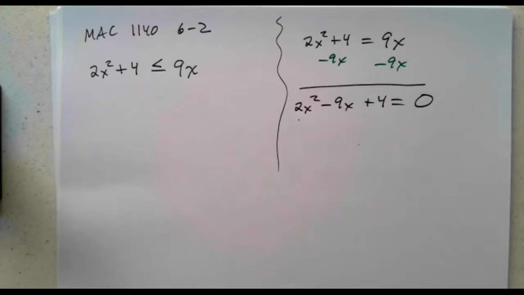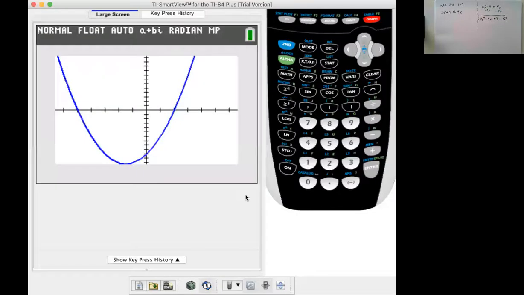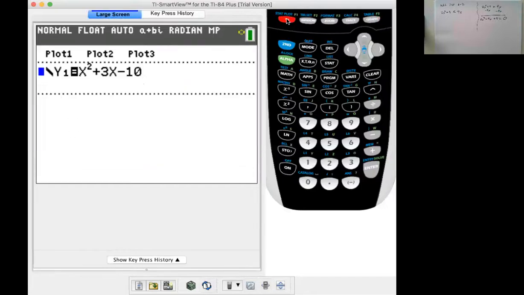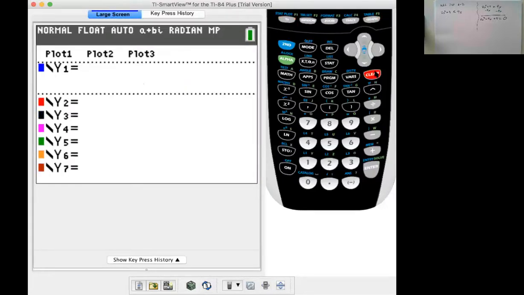And I will solve this with factoring, but let me take an opportunity here to show you how you could solve this with the graphing calculator. So let's jump to it. So my equation here is 2x squared minus 9x plus 4, and we want to see where this is equal to 0.